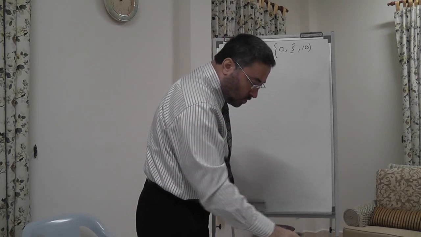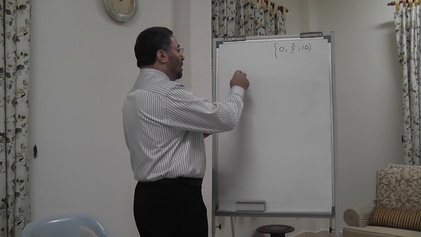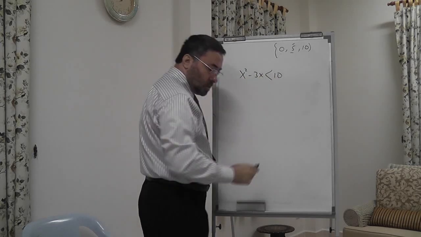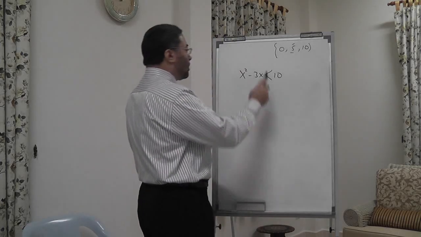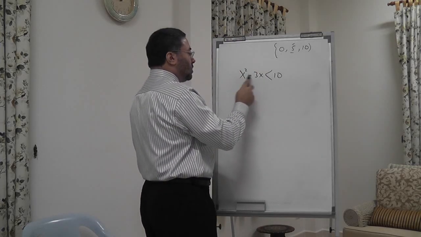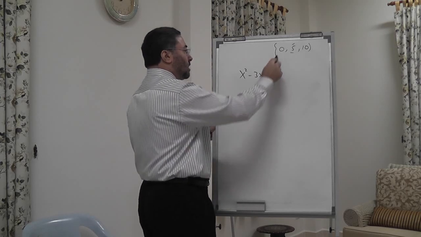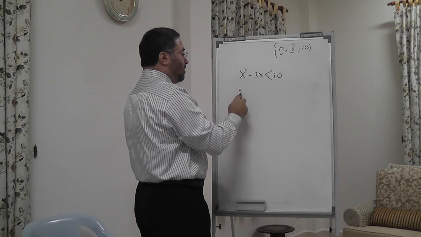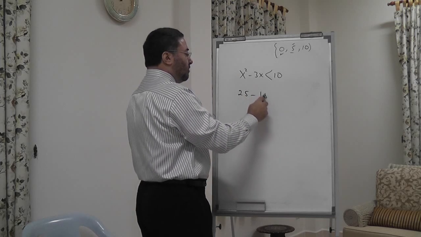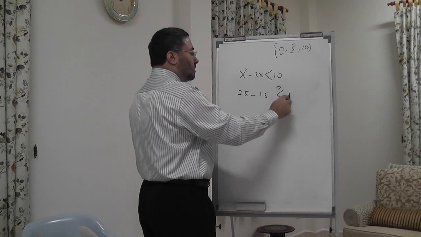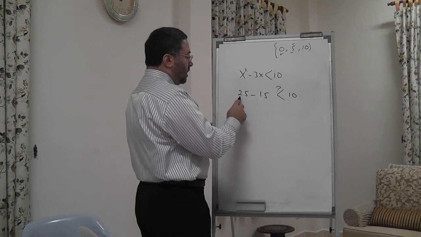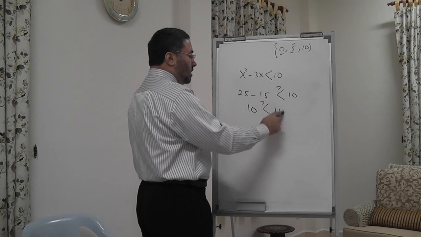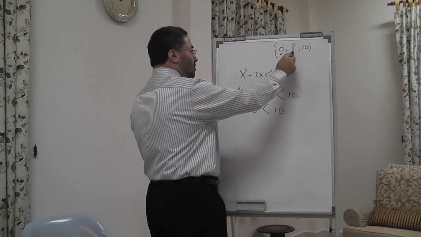Number 24, x squared minus 3x less than 10. Again, we replace x with 0. 0 minus 0 is less than 10. That's acceptable. Replace it with 5. 25 minus 15 is less than 10? Question mark. And when we subtract, we get 10 less than 10. And that's not true. So this will not be accepted.